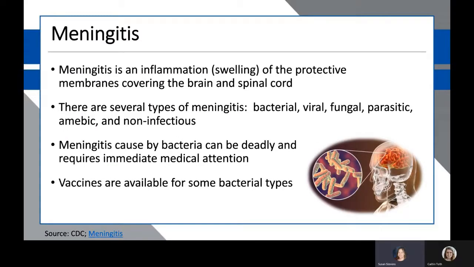Meningitis. This is an inflammation or swelling of the protective membranes covering the brain and the spinal cord. There are several types of meningitis, such as bacterial, viral, fungal, parasitic, amoebic, and non-infectious. Meningitis caused by bacteria can be deadly and requires immediate medical attention, and vaccines are available for some bacterial types.